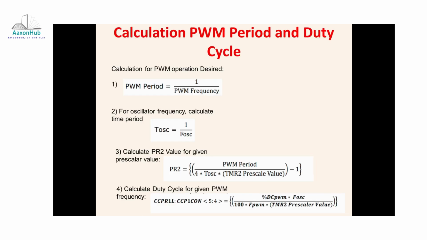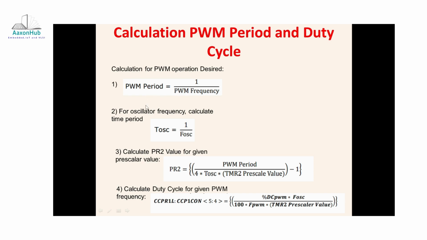Now in PWM mode, certain calculations are required for your PWM period for the respective duty cycle. So there are 4 steps for your desired PWM operation. All the time, you first have to calculate the PWM period. This period will be calculated on the basis of the PWM frequency. So 1 upon frequency will give you the PWM period. And this frequency is not the system frequency, it is the PWM frequency.